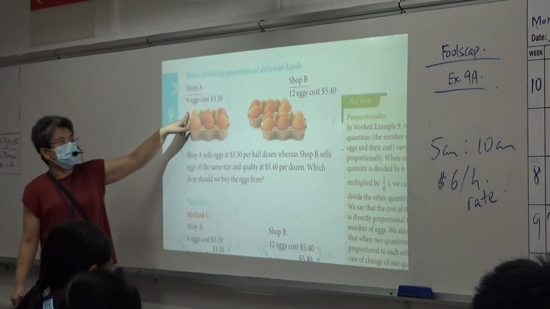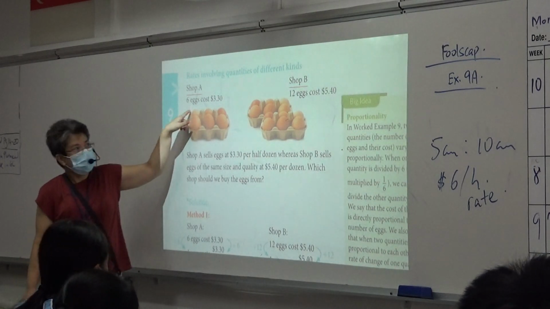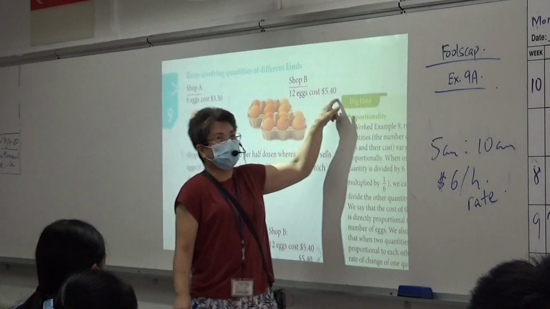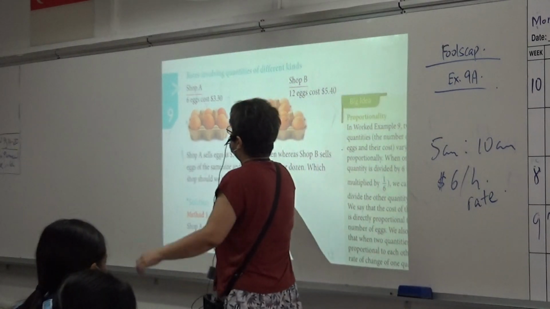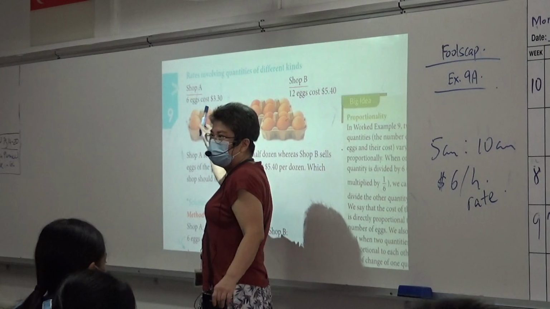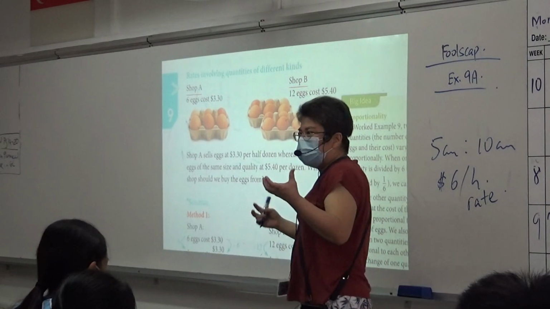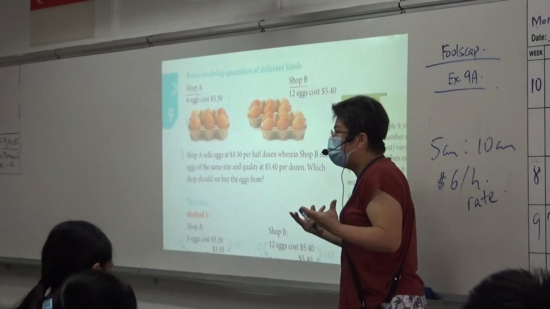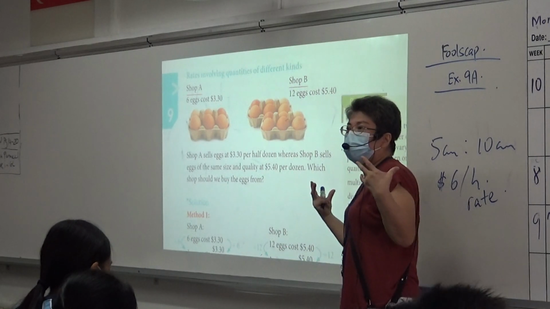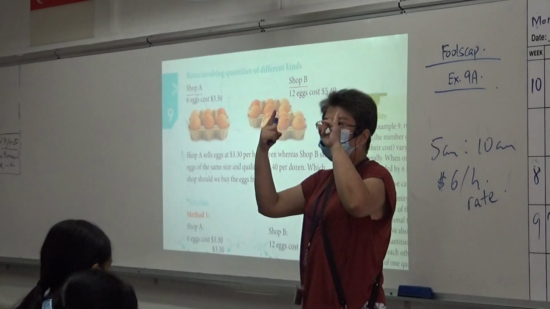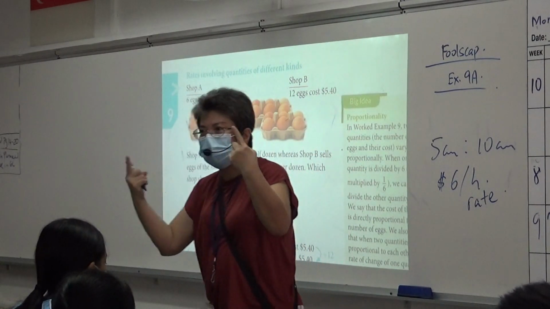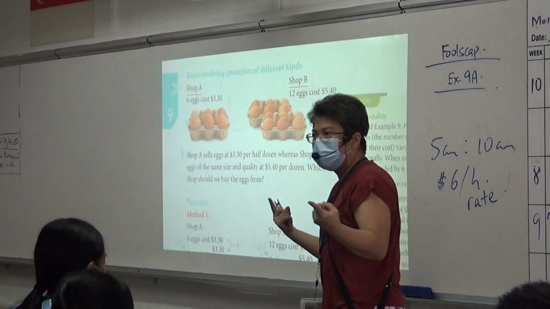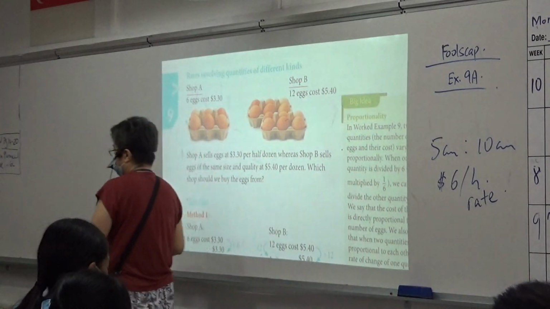Shop A sells 6 eggs that cost 3.30. Shop B sells 12 eggs that cost 5.40. Can we say, oh, this one is cheaper because only 3.30? No, why? Must be the same, right? Either you change all to 6 eggs or you change all to 12 eggs, or you can find both 1 egg. But do you agree that if I find 1 egg is very troublesome? Correct? So what I did was this.